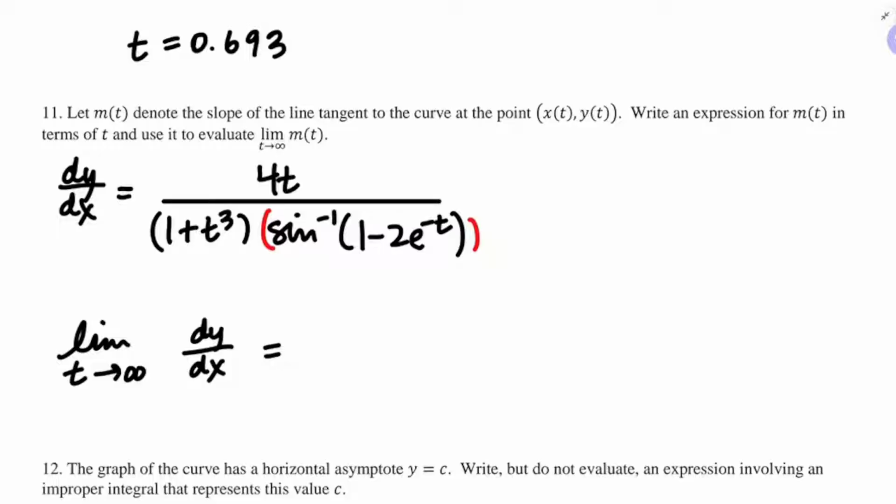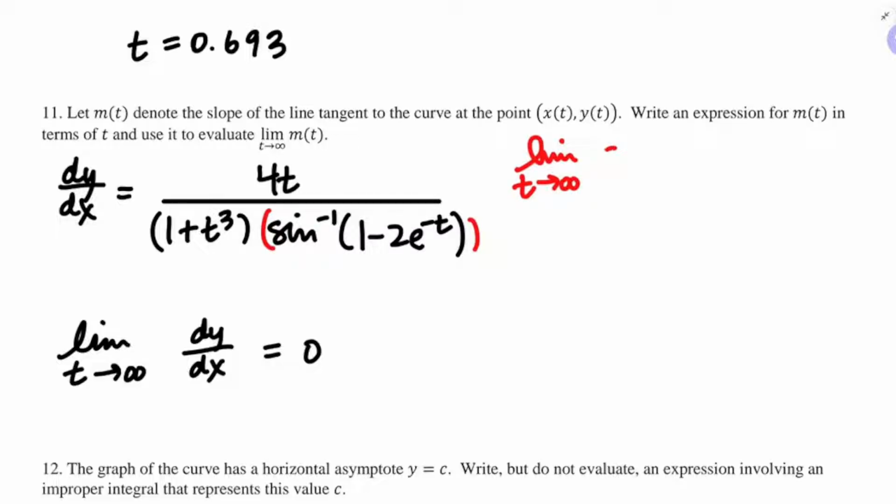Because the 4t divided by 1 plus t to the third, with arc sine of 1 minus 2e to the negative t, is approaching one value as t approaches infinity. It's really just going to be the biggest growing thing on bottom is t cubed. The biggest growing thing on top is 4t. The denominator is growing faster. This limit's going to be 0. Okay, I'm saying that right now, but in case you're interested in that thing.